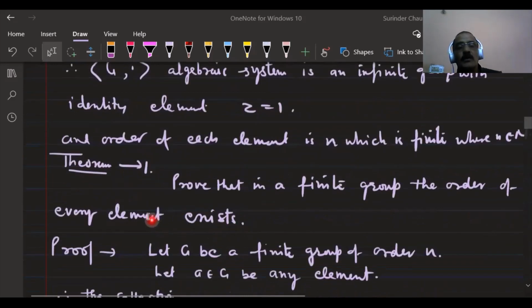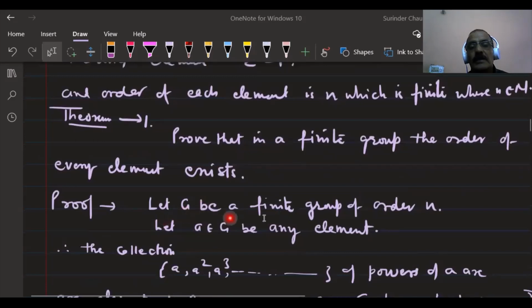Now we prove a theorem based on finite sets. Prove that in a finite group, the order of every element exists. We have discussed the order of an element in a finite group and an infinite group. Now we'll derive a theorem based on the order of an element in a finite group. So first, prove that in a finite group, the order of every element exists.